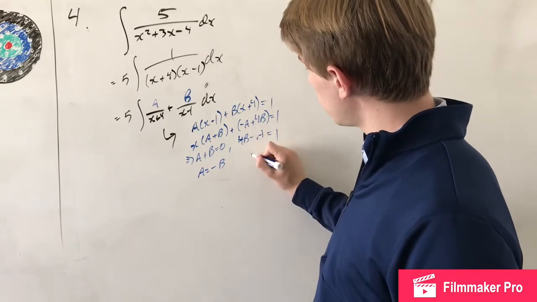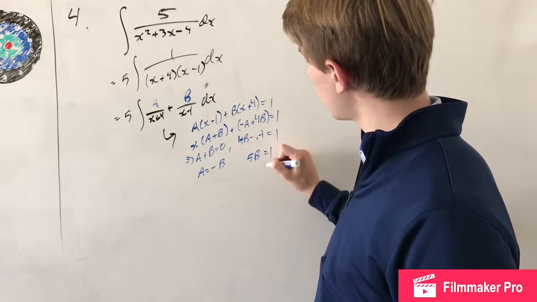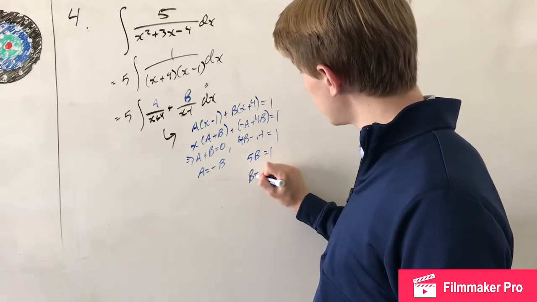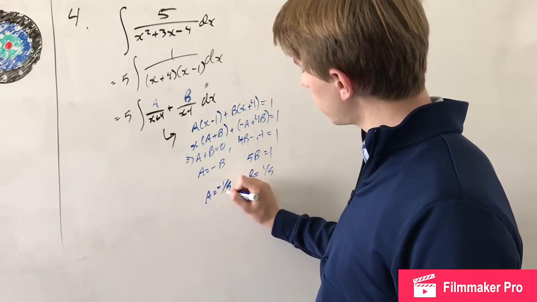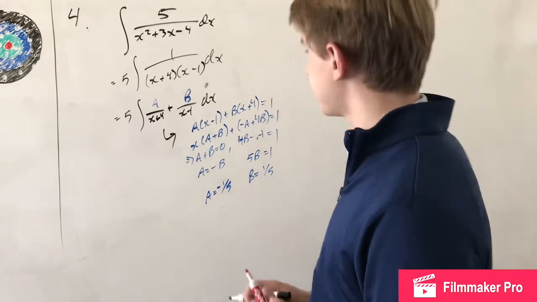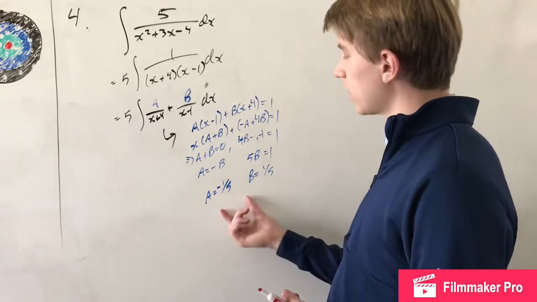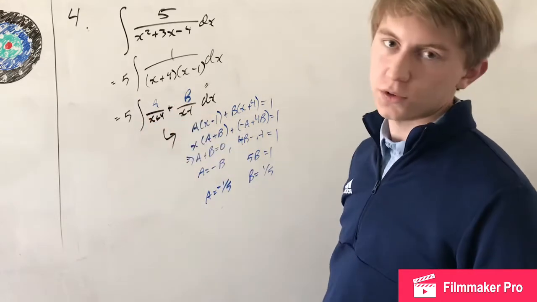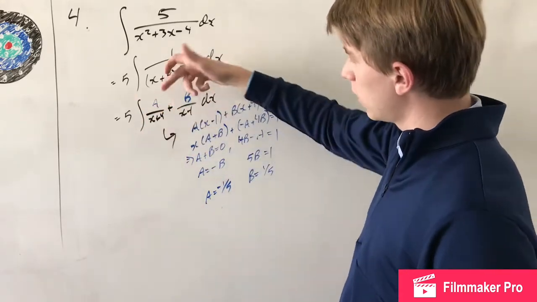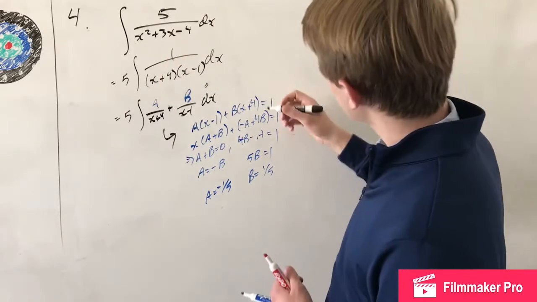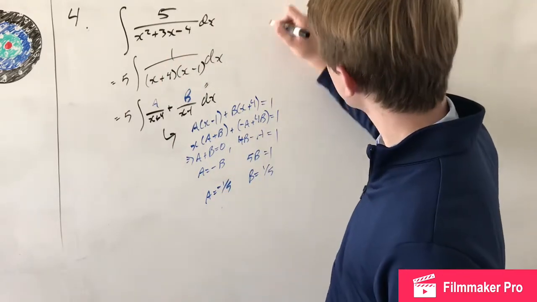So this turns into 5b equals 1 by substituting. So b equals 1/5. So a equals negative 1/5. And notice when we plug the 1/5 in, it'll just cancel with this 5. So we'll just end up with, get rid of this 5, we'll have negative 1 here and positive 1 here. So I'll go ahead and write it up here.